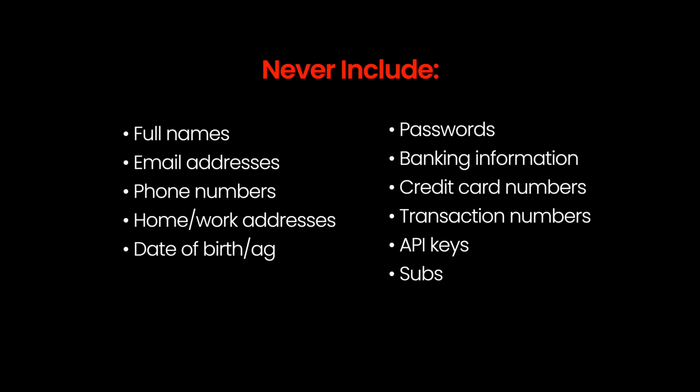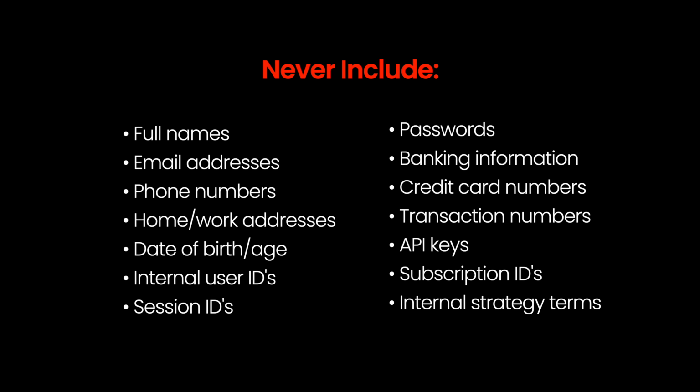And finally, mistake number 7 is including sensitive information. This might seem pretty obvious, but you should never include private or confidential information in your UTM parameters. URLs can be shared publicly, and exposing sensitive data could pose a serious risk.